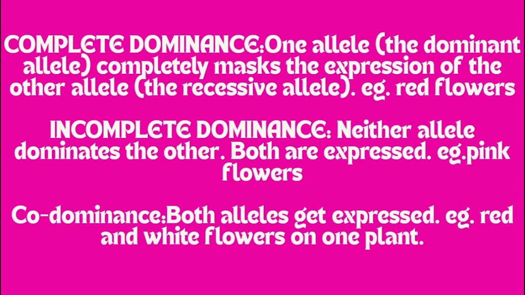For codominance now, both alleles get expressed. So for example, if a red parent and a white parent have offspring, and on that one plant we realize that it has both yellow, it has both white, and it has both red flowers, right? That's codominance because both of them are expressed in that case.